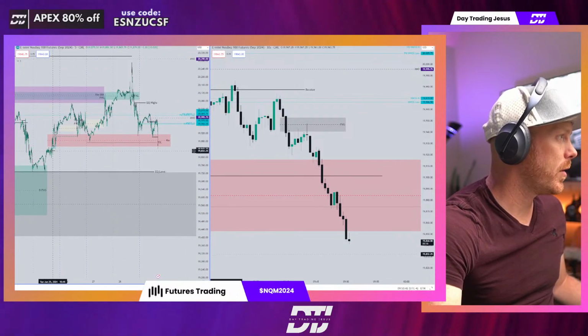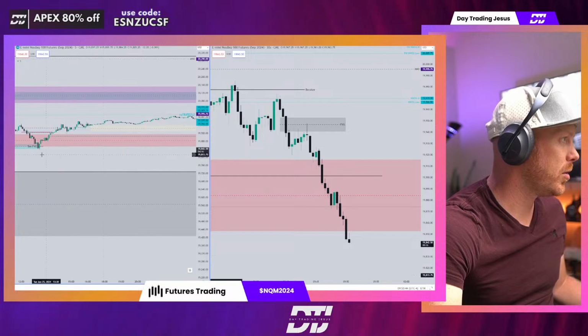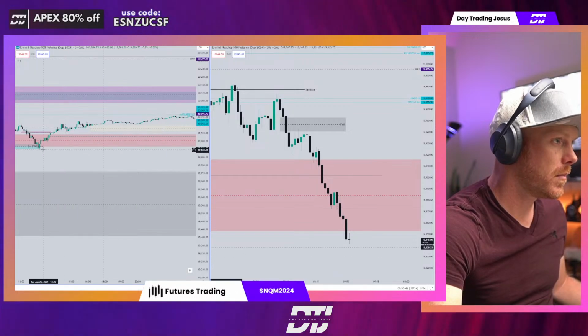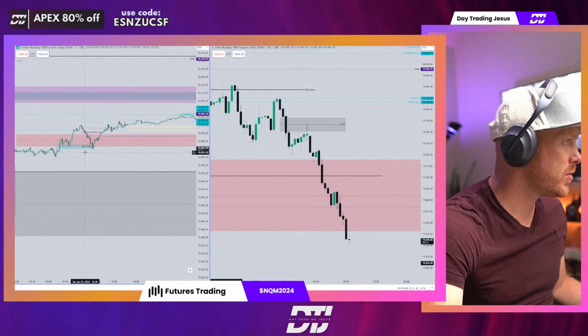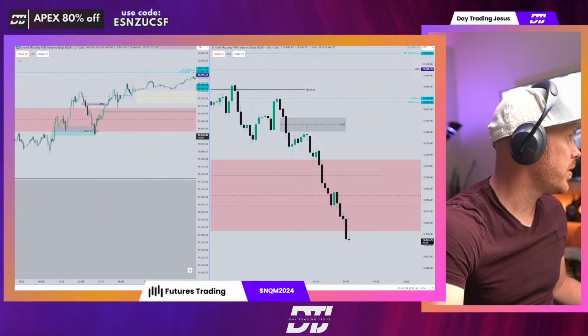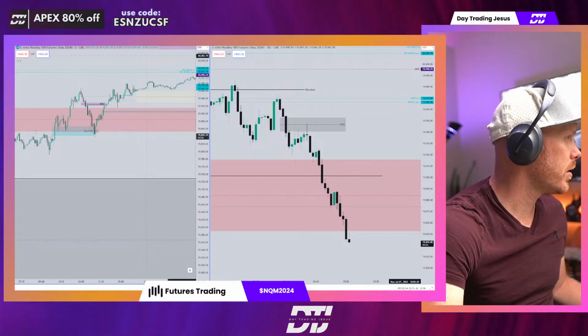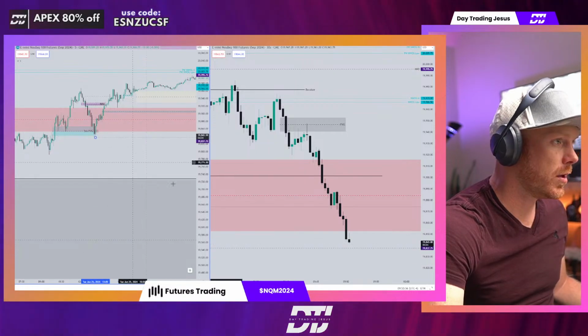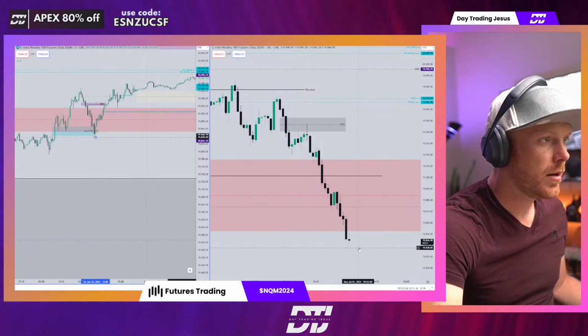I'm looking left right now, guys. You always have to be looking left to see where price is at. All right, so we have these 5-minute swing lows. This 5 minute right here. I'm just going to drop a horizontal line here. This is a swing low. So this swing low right here.